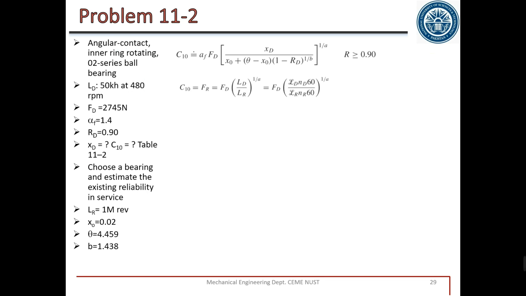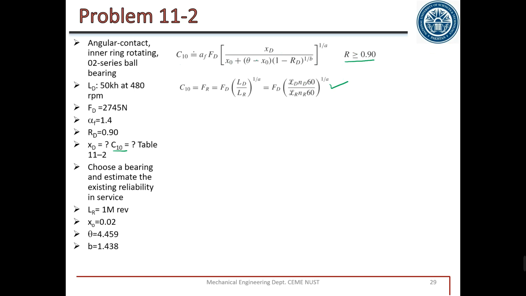So we have two equations here. Which equation? I will just use one, but I'm asking you a question: which equation is better to use for a reliability of 90% and to calculate C10? We can use this C10 and this C10. Here it is written that this equation is valid for R greater than or equal to 0.9. So I suggest that if a reliability of 90% is given, use this equation directly. You can use the other equation, but this one is preferable for reliability greater than or equal to 90%.